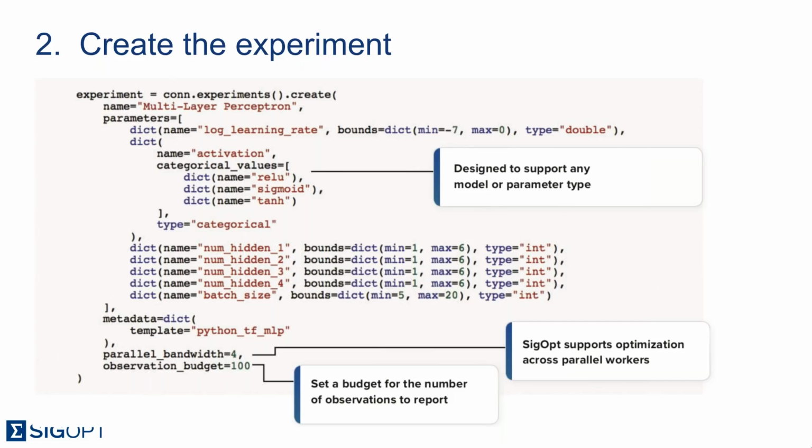Also highlighted here, we allow you to parallelize the training of your models, so you can train different versions at the same time. We support up to 100x parallelism. And you can define a budget to limit the amount of compute you want to use to solve this problem.